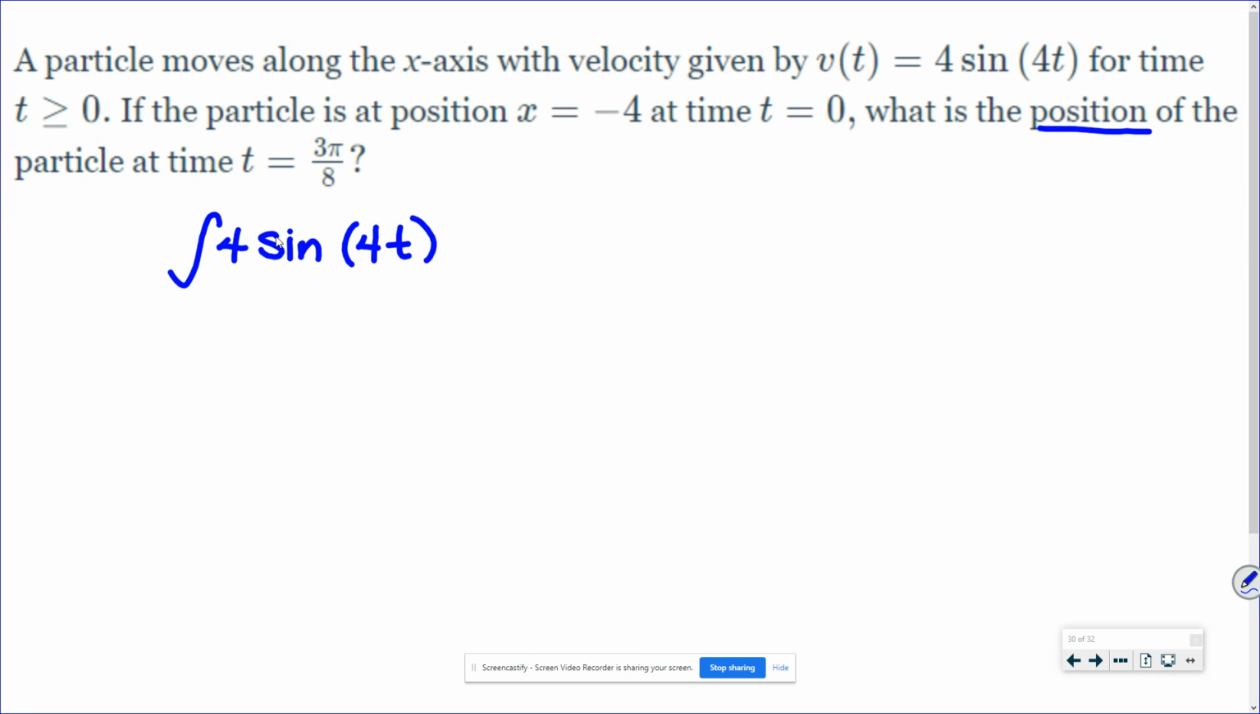Now this problem says velocity is 4 sine of 4t. If the particle is at the position x equals -4 at time 0, what is the position of the particle at time 3 pi by 8? So step 1, guys, is going to be antiderive. Remember this is equal to the position function. So antiderivative, let's start with sine. Antiderivative of sine is going to be negative cosine.